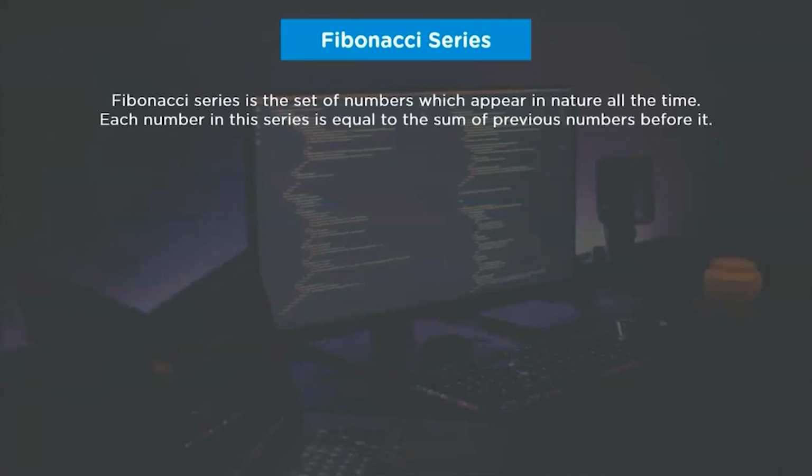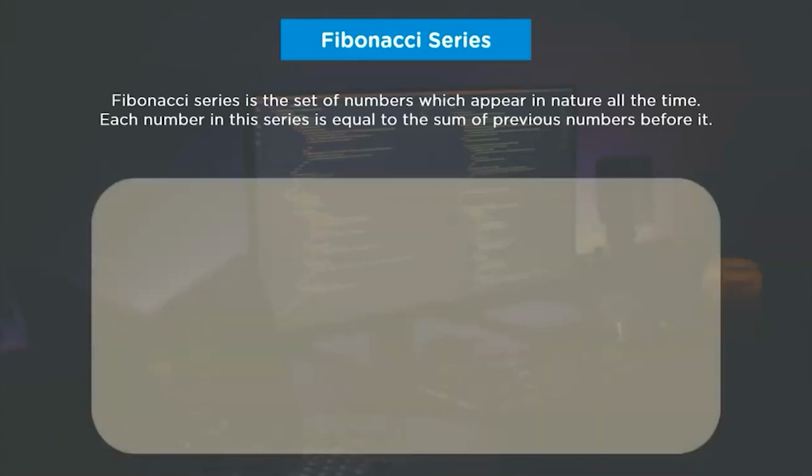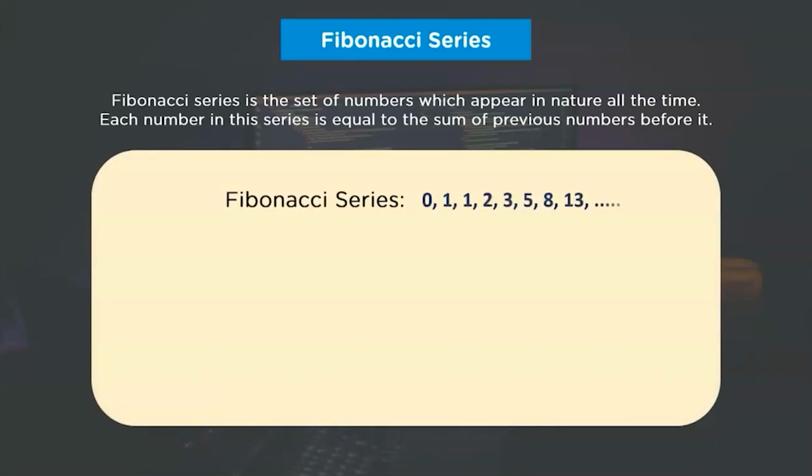The Fibonacci sequence is a group of numbers that frequently appears in nature. Each number in this series is the sum of the two previous numbers that come before it. The sequence goes like 0, 1, 1, 2, 3, 5, 8, 13 and so on.